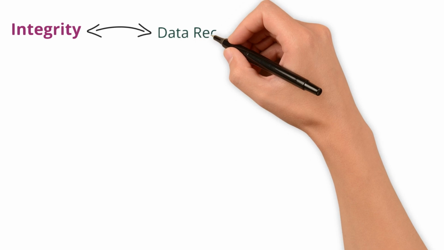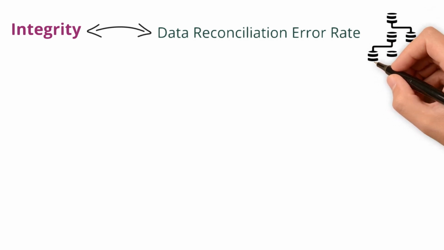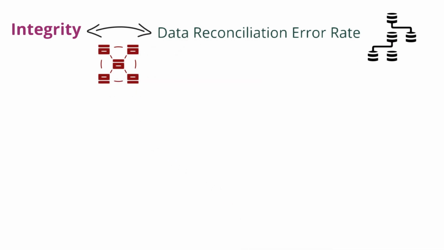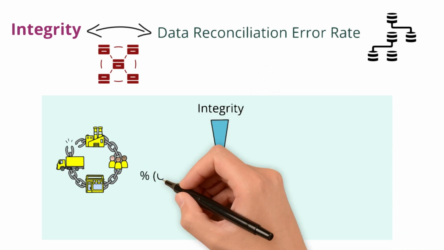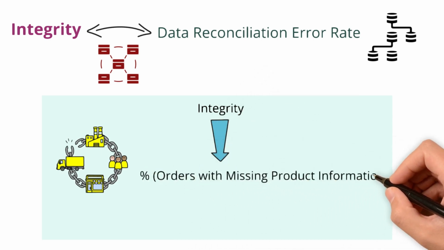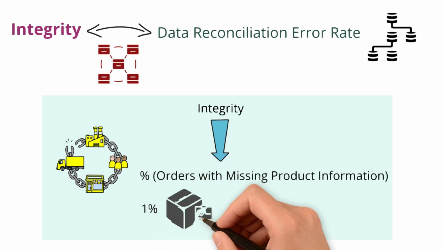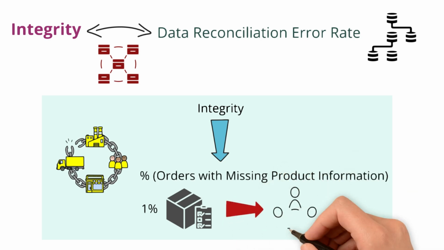If integrity is your focus, a metric like data reconciliation error rate would help monitor the percentage of broken links between the related datasets. This ensures proper relationships across systems. Example, in a supply chain system, integrity could be tracked by monitoring the percentage of orders with missing product information across databases. If 1% of orders can't be linked to their corresponding products, it signals a failure in data integrity between systems.